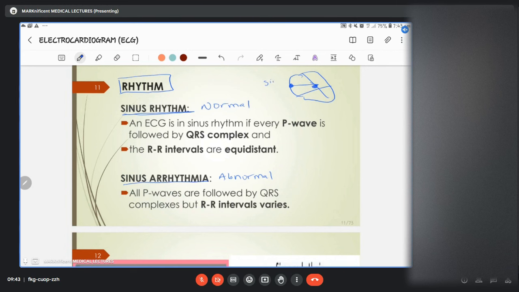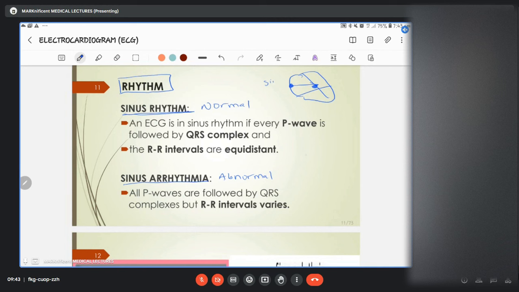It's called sinoatrial. That's where the word sinus is coming from. So that's just what sinus is, how sinus is being attached to that rhythm there. So yes, it is coming from the sinus. The rhythm is coming from the sinus, sinoatrial actually.